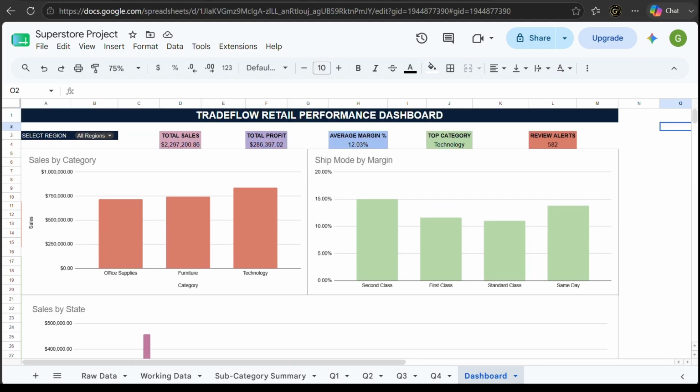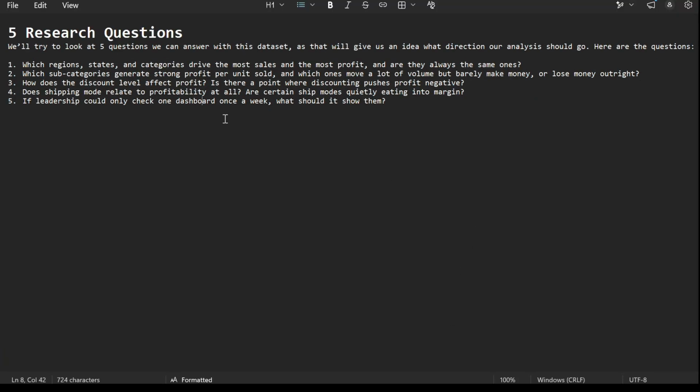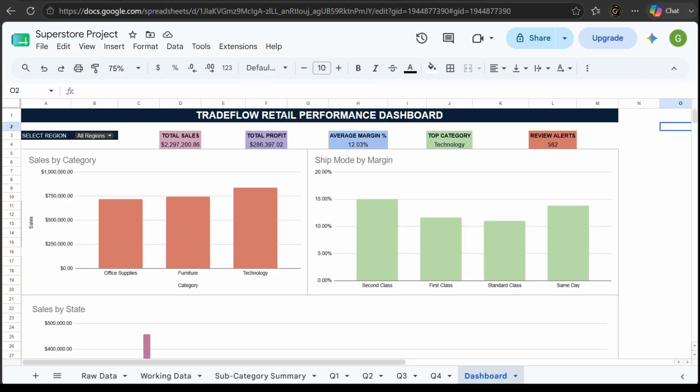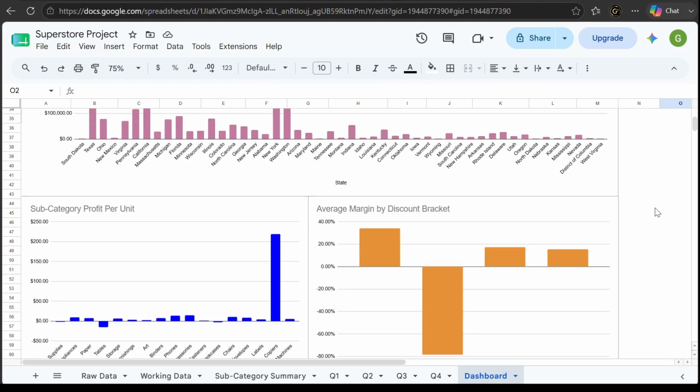All right, so from this particular project, starting with the first, I think we already answered all the questions. We can see that we've successfully answered all the questions here. The last case, where it said the leadership could only check one dashboard once a week, what would it show them? That was where we had to do the filtering. They know that, okay, we have a single dashboard that we can work with now.